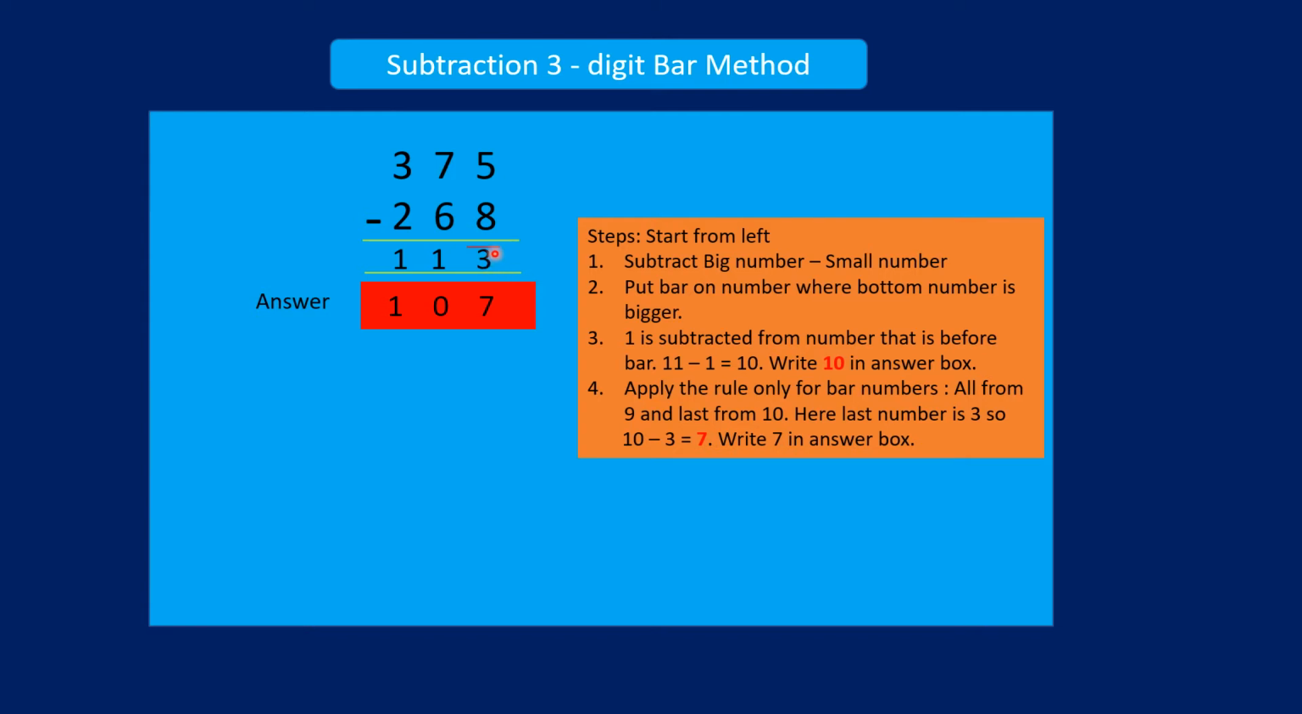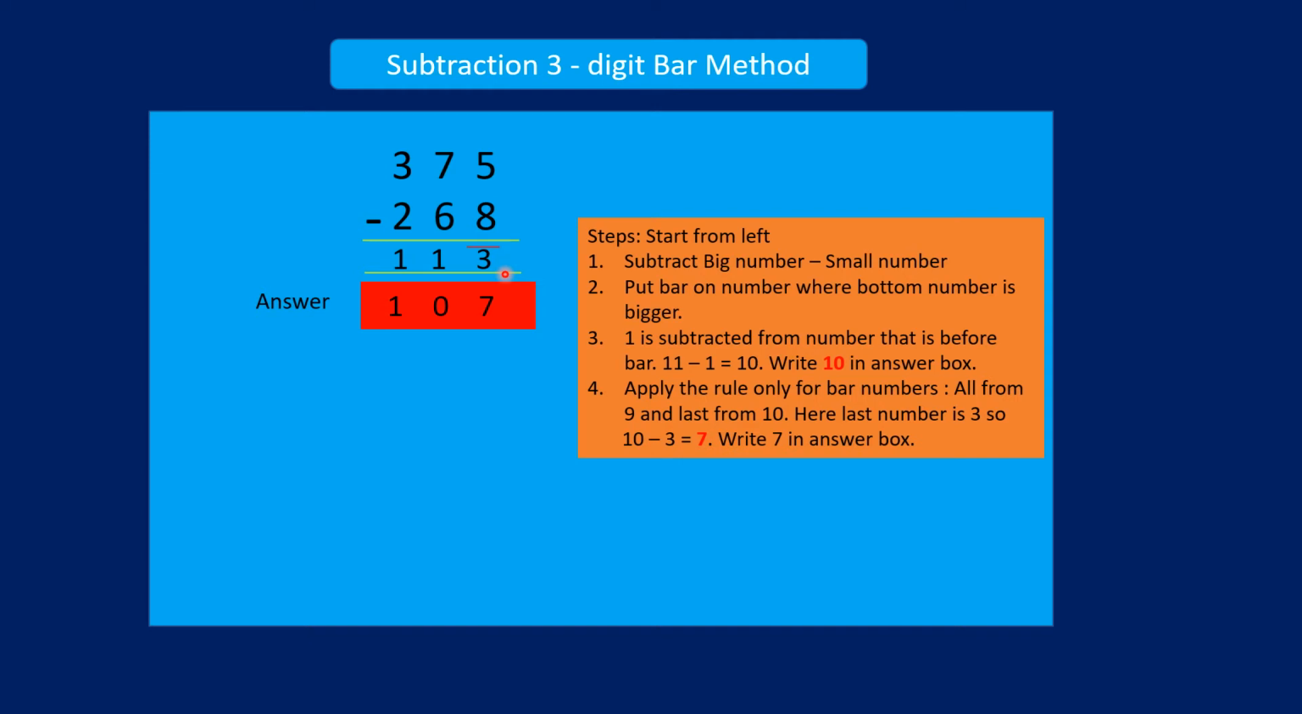We put a bar on the number where the bottom number is bigger. So your top number is bigger than the bottom. We are not going to put any bar here. Same here, no bar on number 1. We are going to put a bar on 3 because here the bottom number was bigger than the top number.